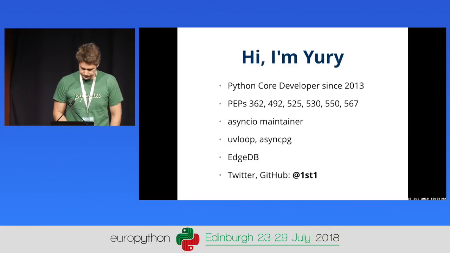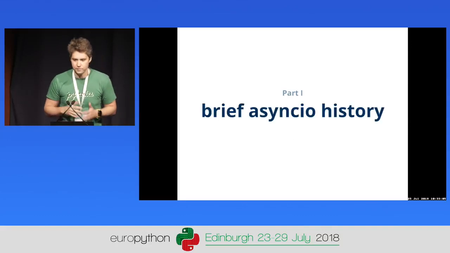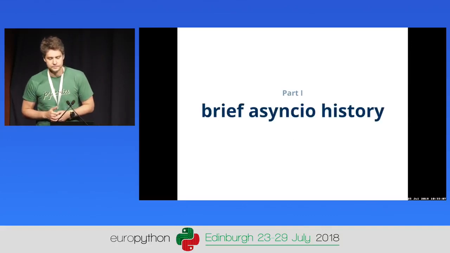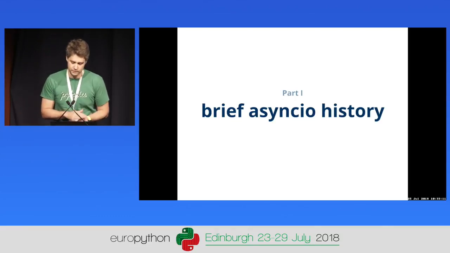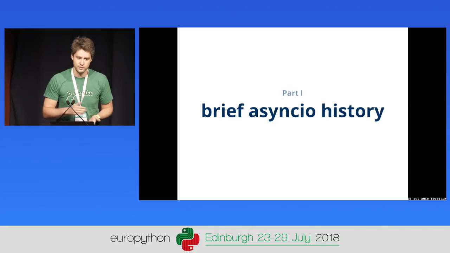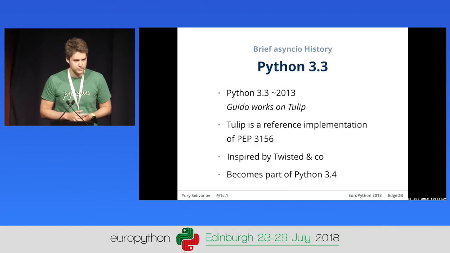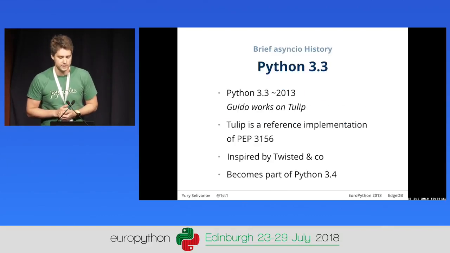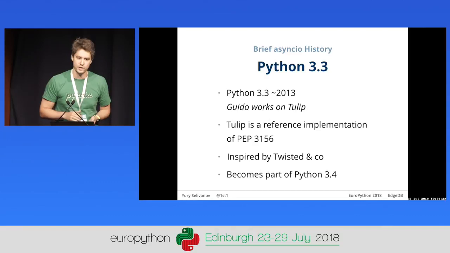So before we get to the meat of the talk, let's briefly discuss how async IO was born, its history, because it explains some of the idiosyncrasies that it has and its design. So Guido started to work on async IO around Python 3.3. We just landed yield from syntax, and partly we actually landed it for something like async IO.